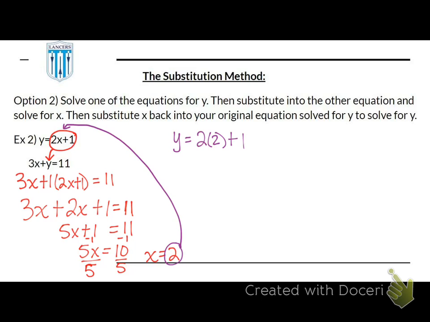Order of operations means we should multiply first. 2 times 2 is 4 plus 1 is 5. Your answer should be written as an ordered pair, x comma y. So I don't care which variable you solve for first or second, your answer should always be x comma y.